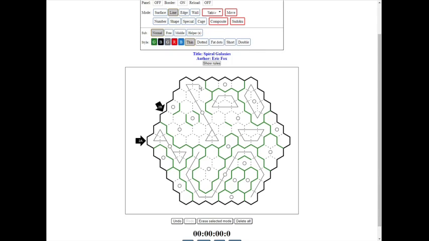And yeah, this Spiral Galaxies is much simpler than the other one. But, you know, it can still take a little bit to get going and acclimate to what's different. But yeah, here is the solution to the hexagonal Spiral Galaxies.